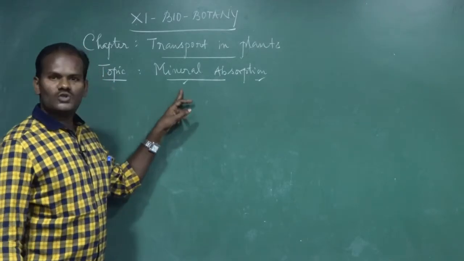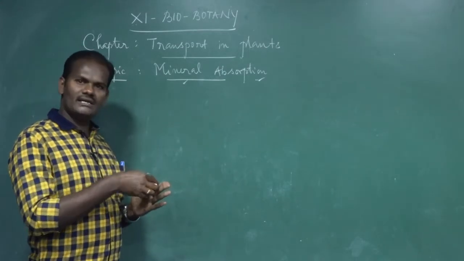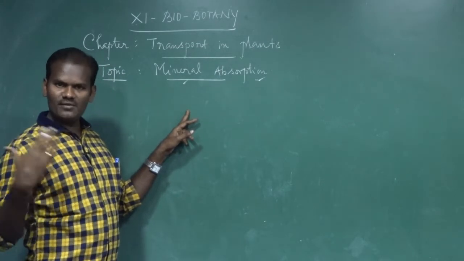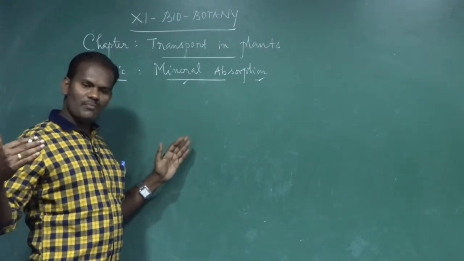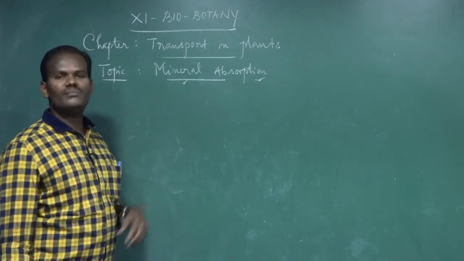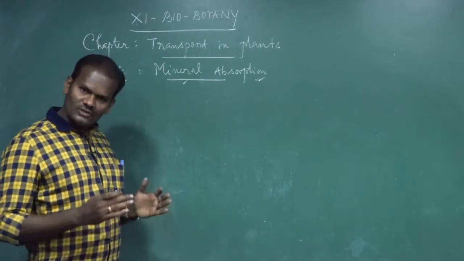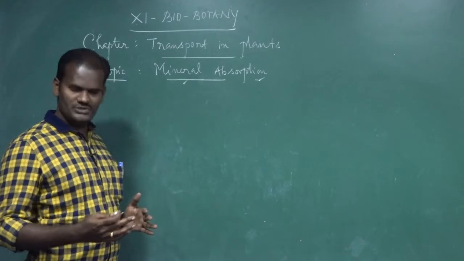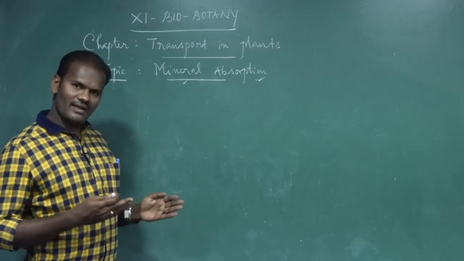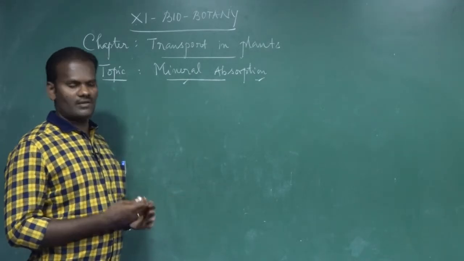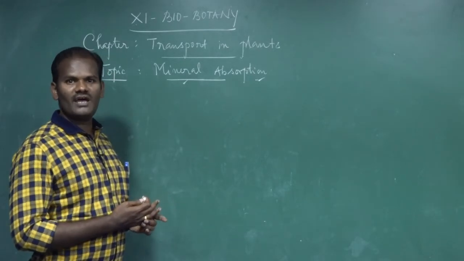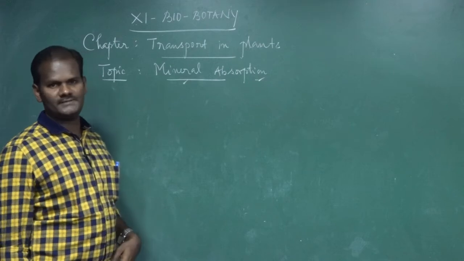Mineral absorption: the process of penetration and accumulation of mineral ions from the external medium, or from the soil solution, across the plasma membrane is called mineral absorption. The source of minerals is the soil solution, the external medium. How do these mineral ions enter the root cells? By crossing the plasma membrane, and this phenomenon is called mineral absorption.